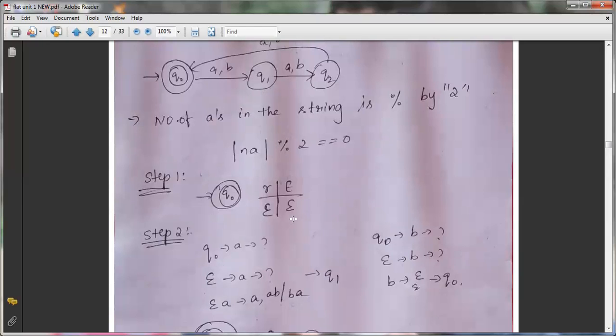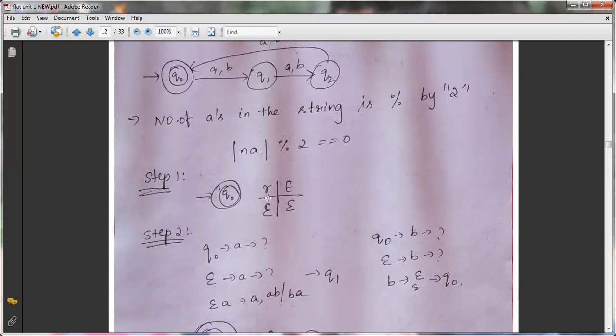So now one more example I will take. The number of A's in the string is divisible by 2. So that means the number of A's, whatever the A's you are taking, that should be divisible by 2. It is not bothering about the number of B's. Any number of B's you can take. So in the language you will get the epsilon as a null string. So here I will take the initial state and the final state as Q0.